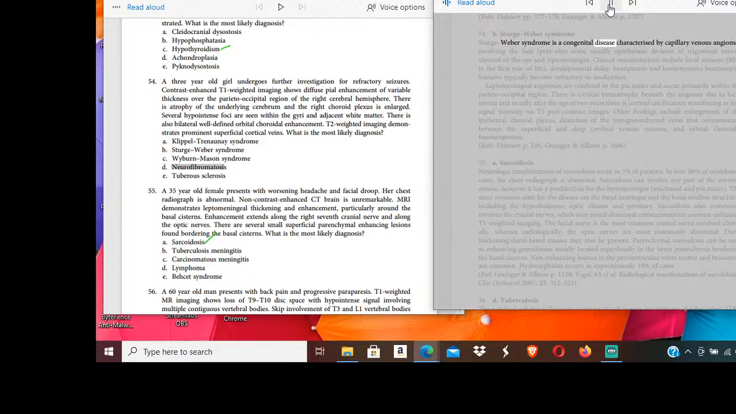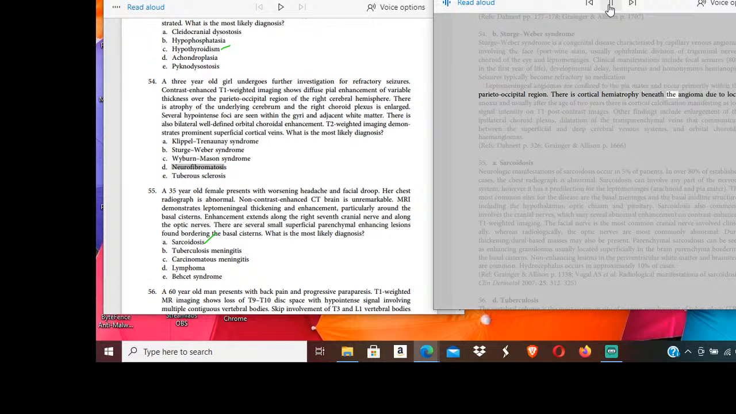Sturge-Weber syndrome is a congenital disease characterized by capillary venous angiomas involving the face, port wine stain, usually ophthalmic division of trigeminal nerve, choroid and leptomeninges. Clinical manifestations include focal seizures, 80% in the first year of life, developmental delay, hemiparesis, and homonymous hemianopia. Seizures typically become refractory to medication. Leptomeningeal angiomas are confined to the pia mater and occur primarily within the parieto-occipital region.